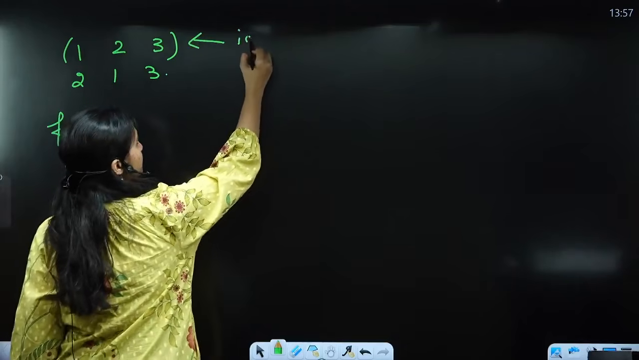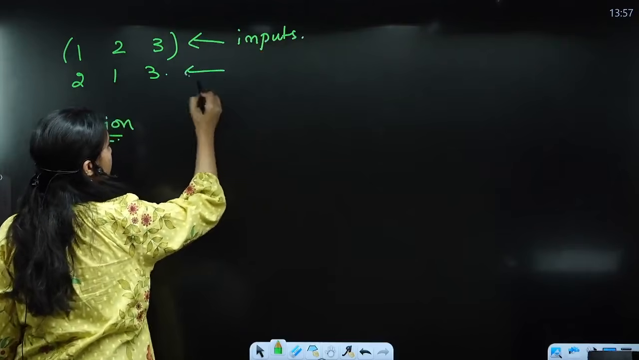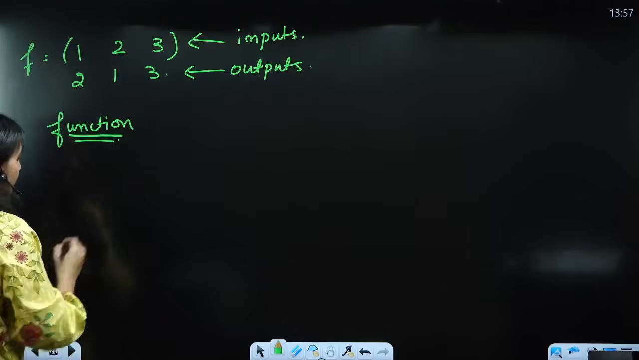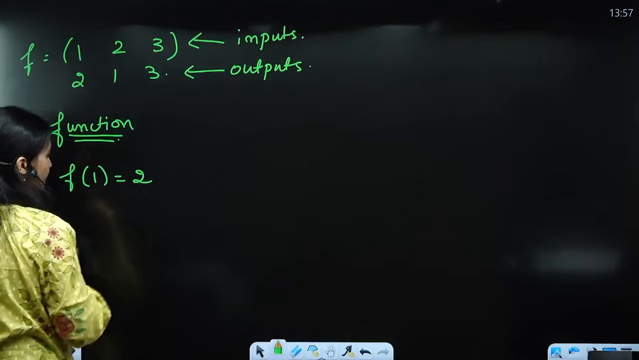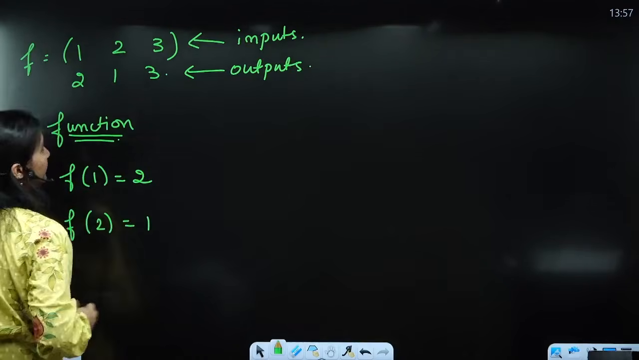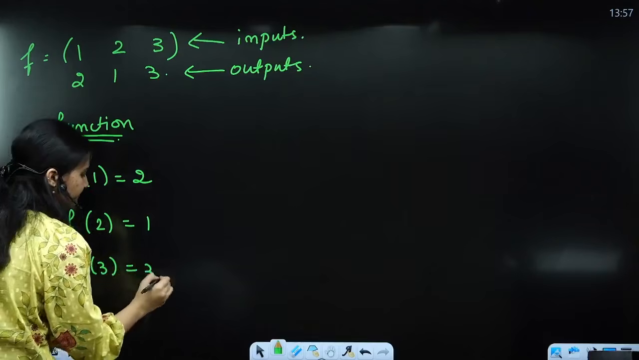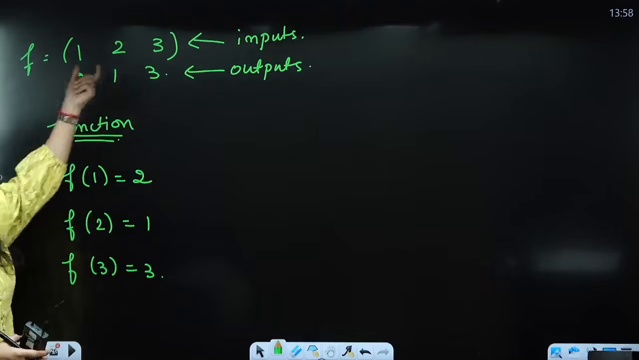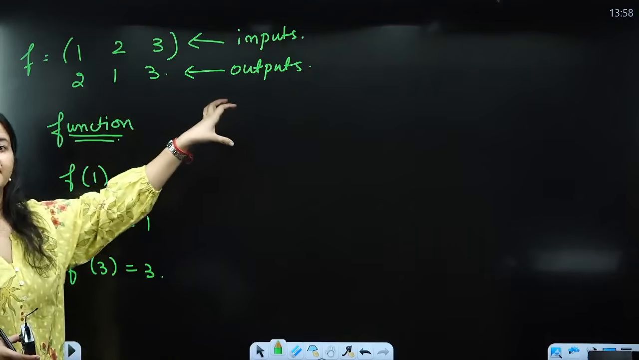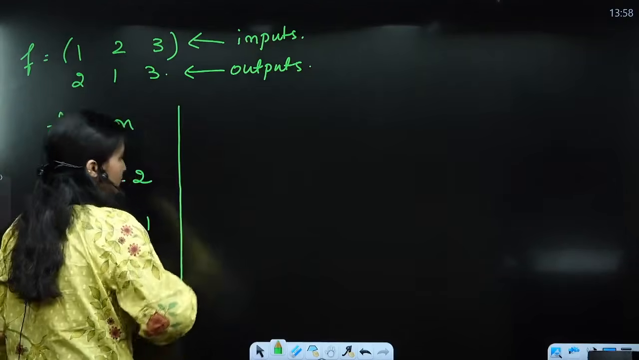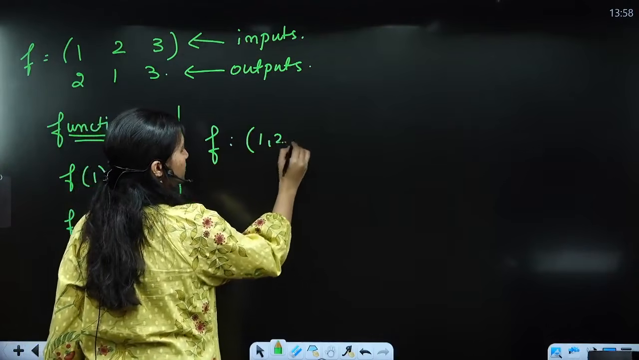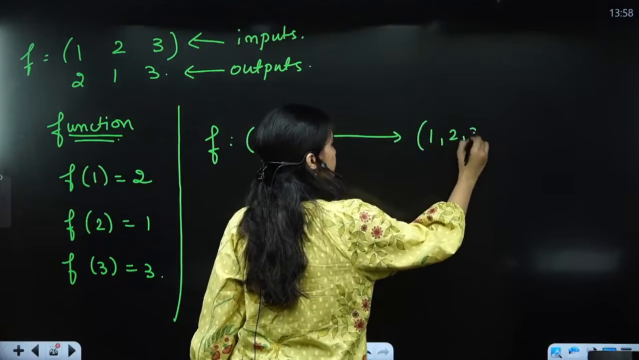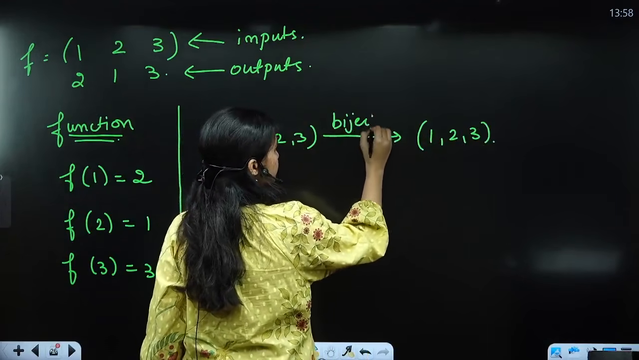Now, if I call it as a function, these are what? The inputs, and these are what? The outputs, right? So can I say if this is a function, f of 1 is giving me 2, f of 2 is giving me 1, and f of 3 is giving me 3, right? Basically, it is acting like a bijection. Why bijection? Because every element has a unique image and all the elements of the set B are related. So basically, a permutation is a function from the set 1, 2, 3 to the set 1, 2, 3, which is a bijection. Clear?